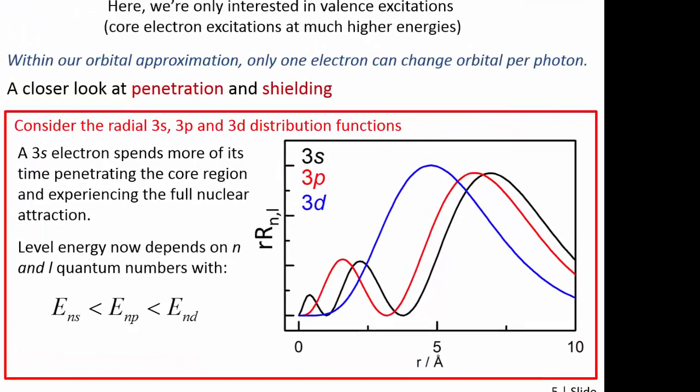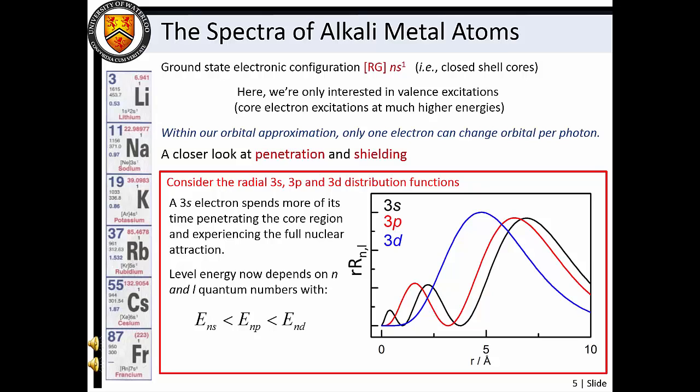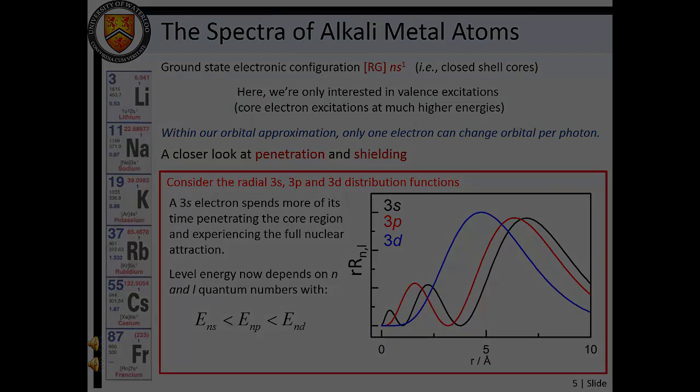If we plot the radial distributions of the 3s, 3p, and 3d orbitals, we find that the 3s orbital penetrates closer to the nucleus than the 3p orbital, which penetrates again closer to the nucleus than the 3d orbital. As a result, an electron in the 3s orbital experiences on average a slightly higher effective nuclear charge than one in the 3p orbital, which experiences a slightly higher effective nuclear charge than an electron in the 3d orbital. Thus, we find that orbital energies depend on the n and l quantum numbers.